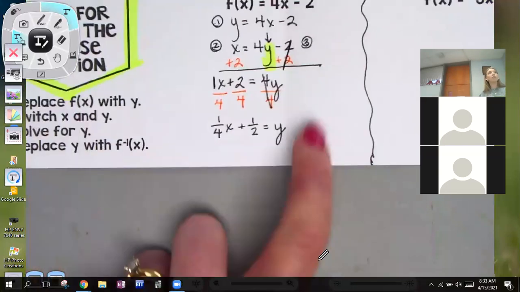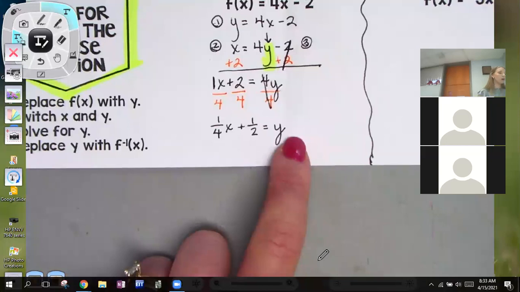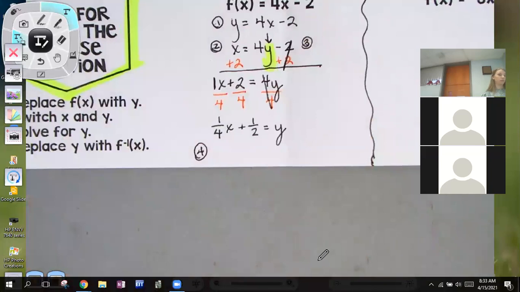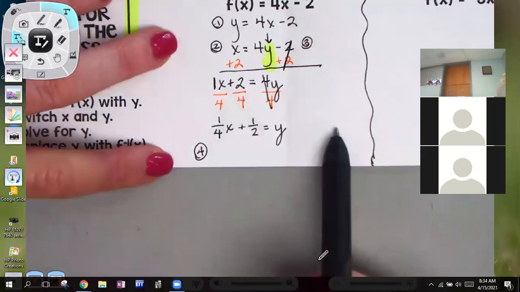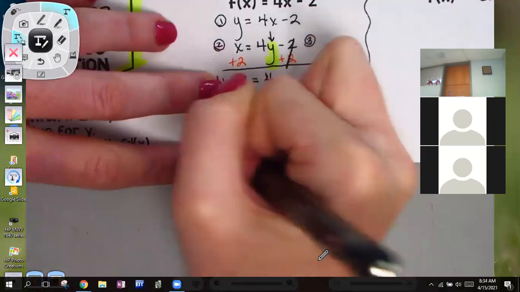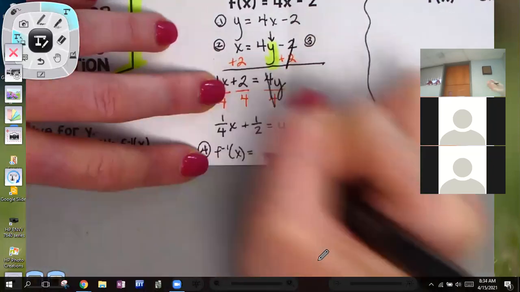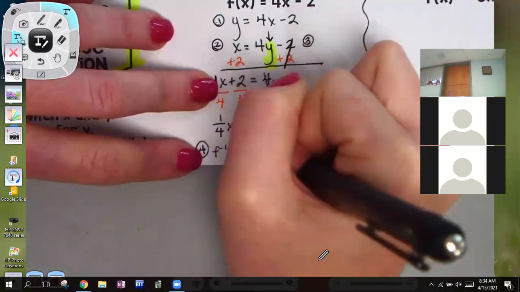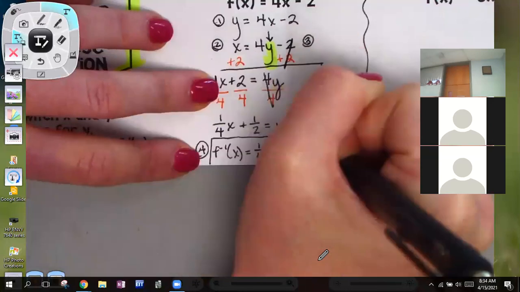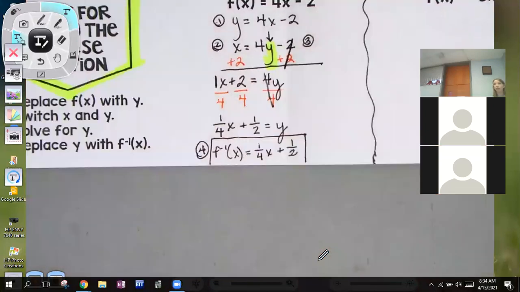We got y by itself. So now we can go on to step 4. And what does step 4 tell us to do? Replace y with the little inverse symbol, okay? And listen, if you want to just rewrite it and tag it on at the end, that's correct. I personally like to put my function at the beginning of the equation just because that's what I've always done. So I like to write it like this and then write out the rest of my equation. But it doesn't matter, it's correct whichever side you put it on. Okay, I'm not going to count it wrong.